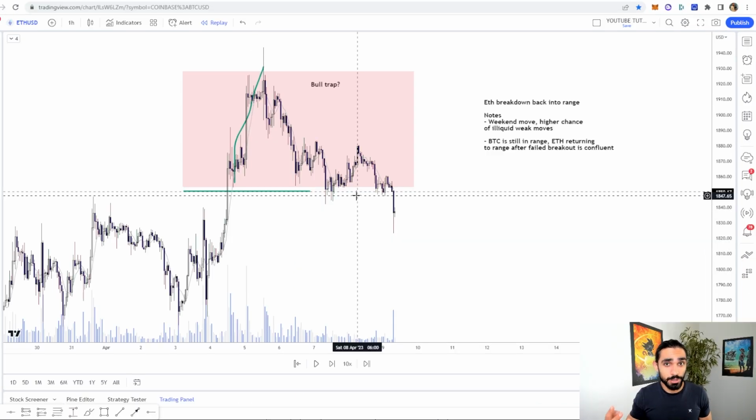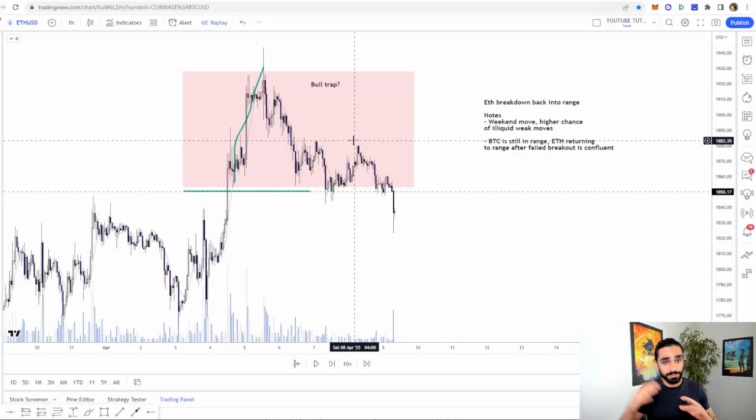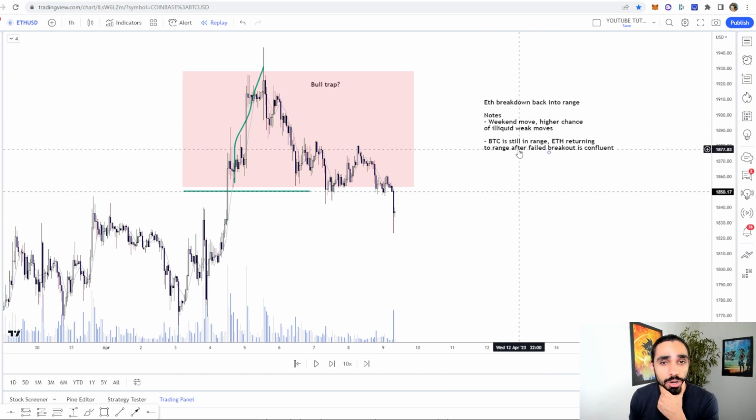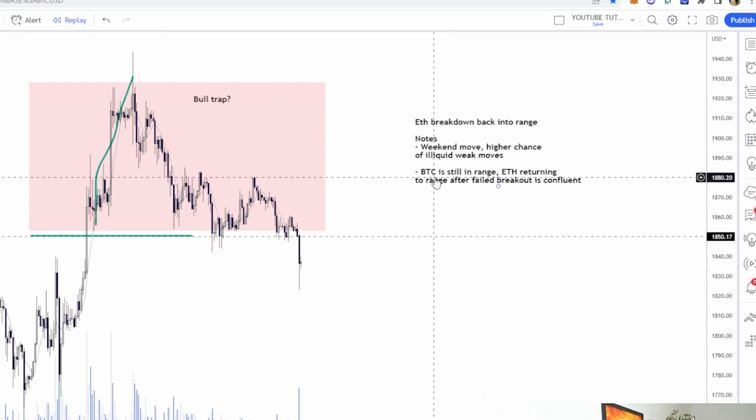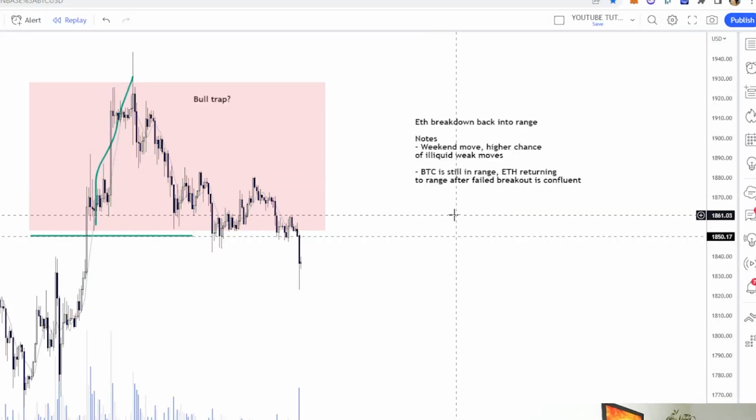Instead of risking 3%, I'll normally risk 1% of my portfolio. And that's my day trading portfolio. Instead of risking 3 or even 4 at a super high aggressive trade, I'll risk 1% of my portfolio because I know that this is not a good move. But I've also got another argument in my favor, which I like, which is that BTC is still in range. ETH returning to the current breakout is confluent with that.